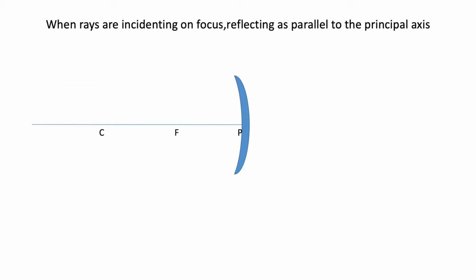In the second case, when rays are incident through the focus, the reflected rays will be parallel to the principal axis. We can draw this. The incident ray comes through the focus. Now the reflected ray will be parallel to the principal axis like this. So this is the second ray diagram.